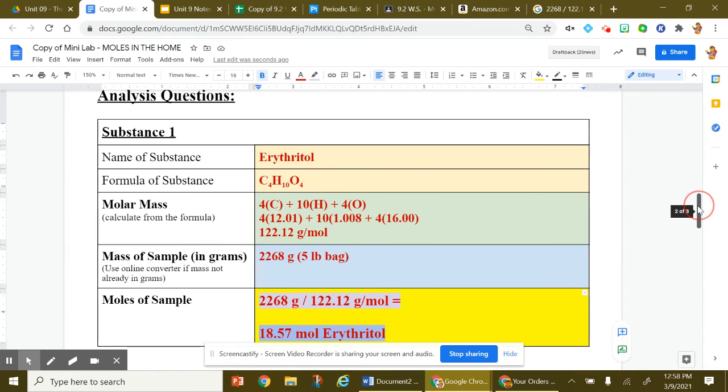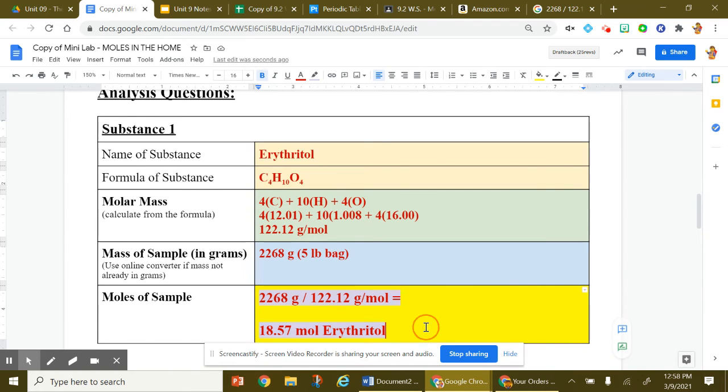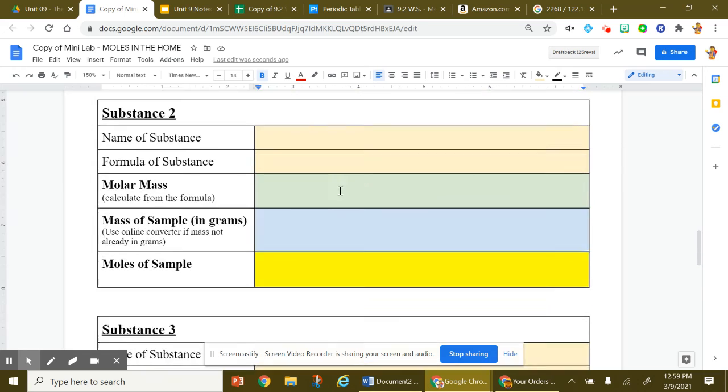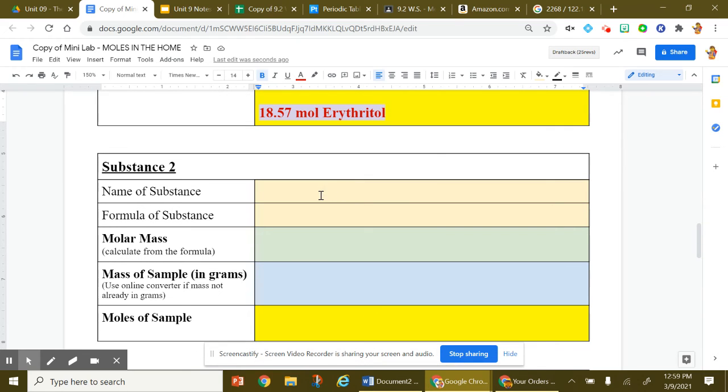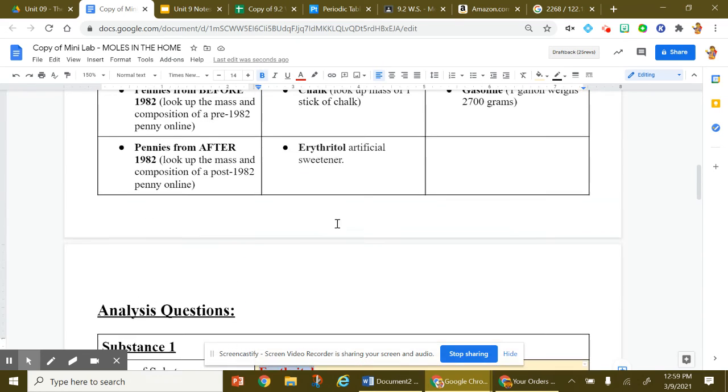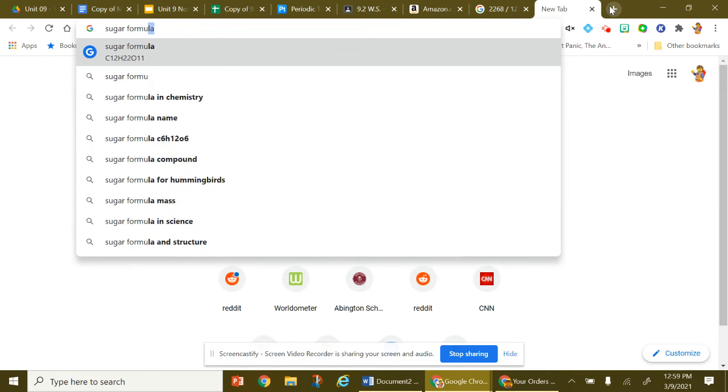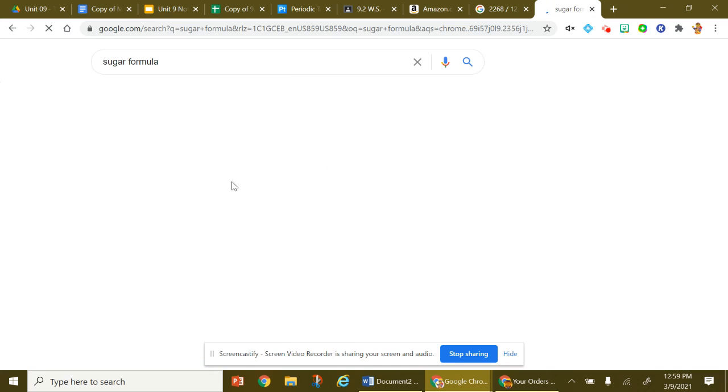You need to be able to read a formula and, using molar mass, figure out how many moles a sample is. Okay? So you have to do this with 3 different things. I did this with erythritol. You need to do it with 3 things of your own. Again, find a bag of sugar. Sugar formula.